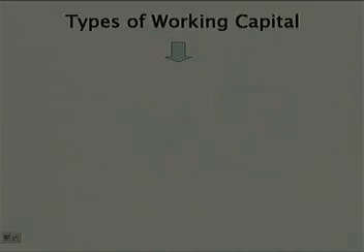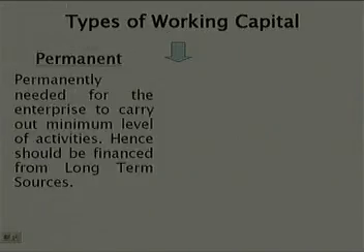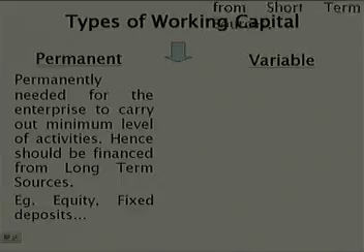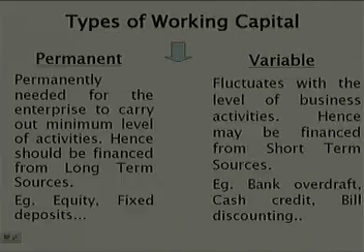Now, this is how we define the types of working capital as permanent and variable working capital. So, as you can see from this particular slide, the permanent working capital part is needed for the enterprise to carry out a minimum level of activities. Hence, it should be financed from long term sources. We will see what are the long term sources and what are the short term sources when we discuss the sources of financing of working capital.